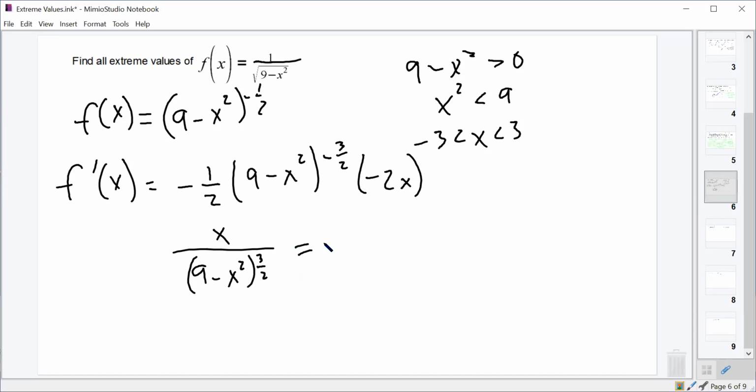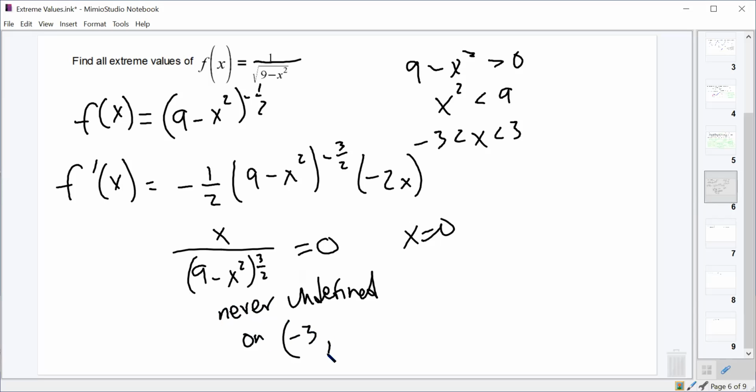So when does that equal 0? When x is 0. Okay. When is it undefined? For a lot of values, probably, right? Because I can't square root any negative values, and I can't have a 0 in the denominator. But is this going to be undefined for anything that's within its domain? No, it's never undefined on the interval -3 to 3, right? So the only critical value we get is x equals 0.